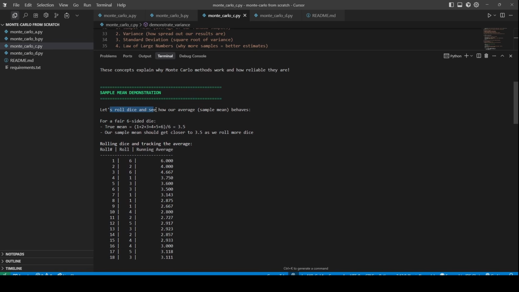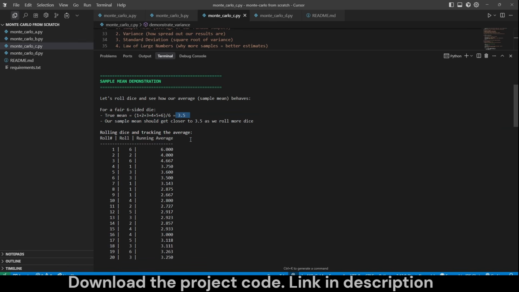So here's a sample mean demonstration. Let's roll a die and see how our average sample mean behaves. This is a fair six-sided die. The true mean is adding up all the numbers and dividing by 6, so it's 3.5. I know you cannot roll 3.5, but that is the average. If you roll a 1 and then a 6, you add them up and 7 divided by 2 is 3.5, something like that.